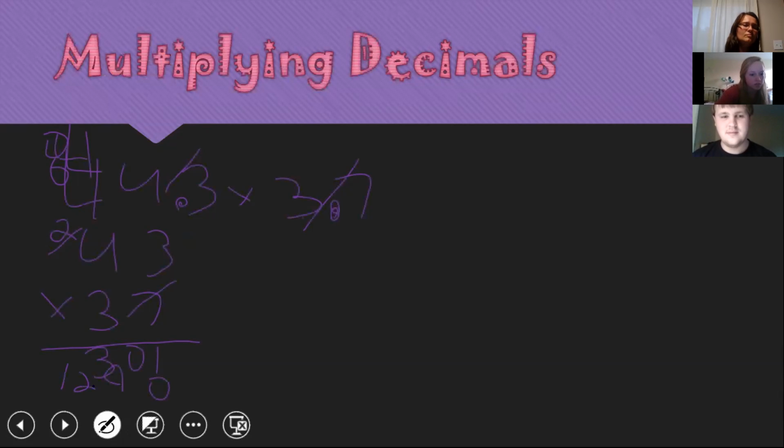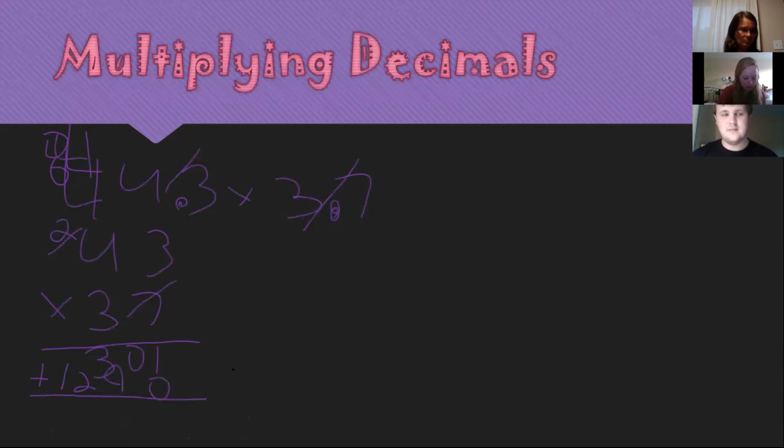And I know this looks a little sloppy. My computer's being really weird. Okay, so this is just like a normal multiplication problem. So far, multiplying decimals is kind of just the same. So when we add it all up, we get this.